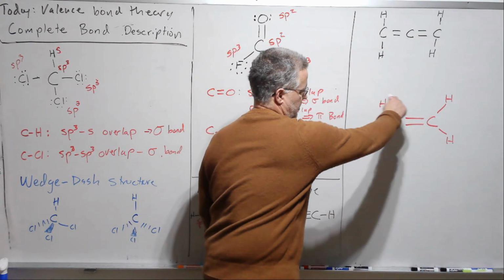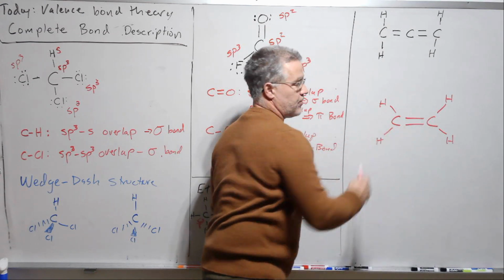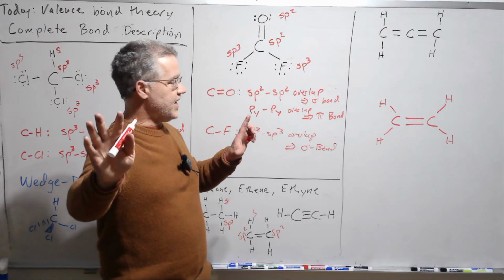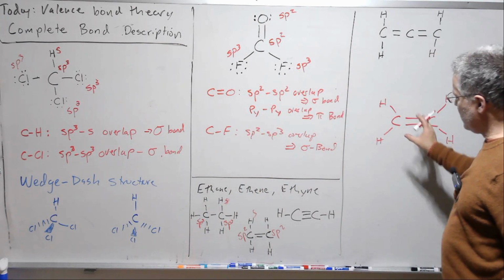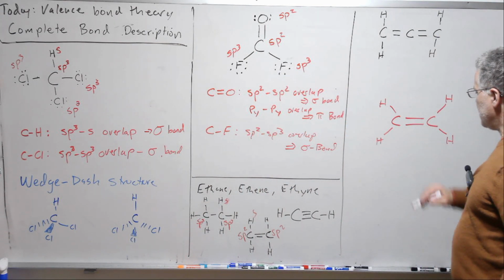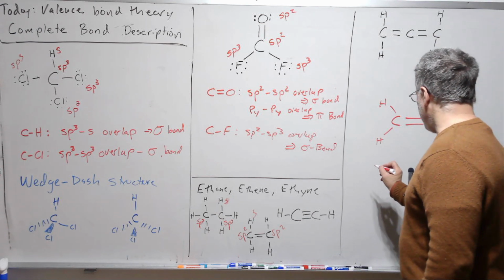So we're going to go trigonal planar around this carbon, trigonal planar around that carbon, then everything's going to lie in a plane. And so this is the wedge dash structure. Even though there's no wedges or dashes, everything's lying in this plane. Let's give the complete bond description.